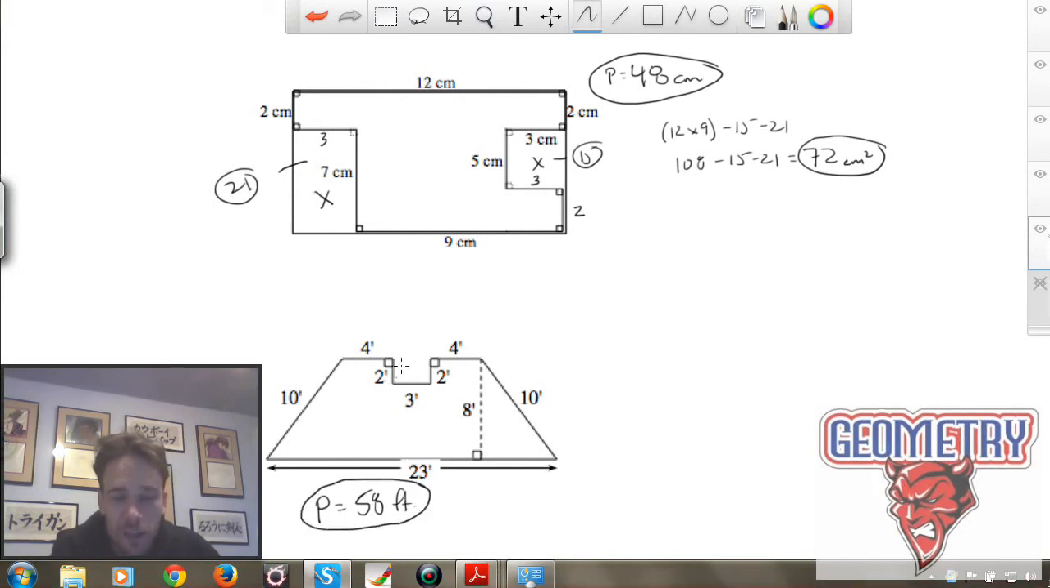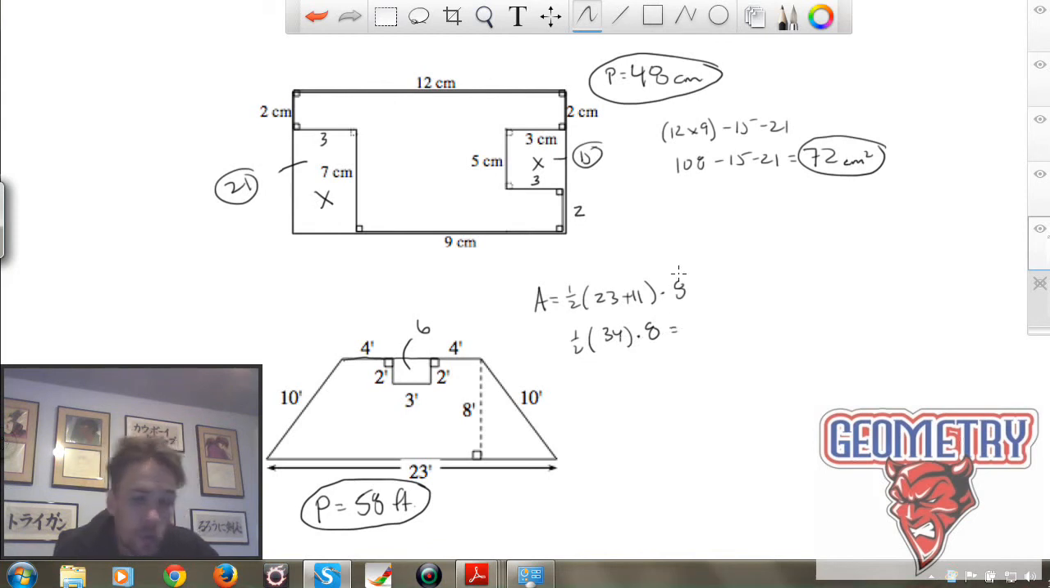Now for the area, very similar to the last problem, I'm going to close this off and imagine that there's this whole trapezoid there. And then I'm just going to subtract out this portion, which is 6. So the whole trapezoid would be 1/2 the sum of the bases, so 23 plus, and this is 4 plus 3 plus 4, so that's 11. And then the height is 8. So 1/2 times 34 times 8.